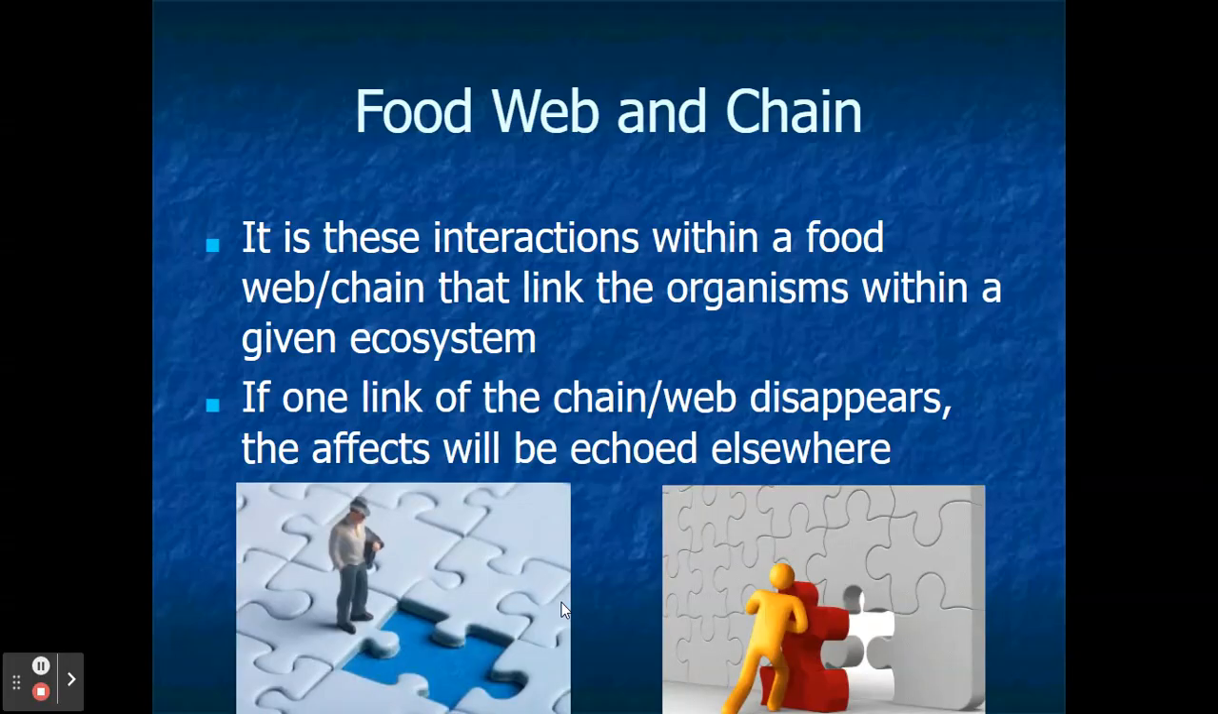All right. So food webs and food chains show how organisms are related by eating each other. If one link, so one organism, disappears, we're going to see its effects somewhere else in the food system, in the food chain or web, and it might not be very obvious. It might be a slow progression. It won't necessarily happen immediately.